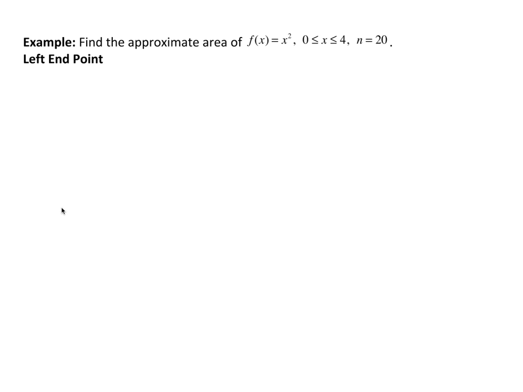So let's take a look at this and work out a quick example here. I want to find an approximation for the area of f of x equals x squared between 0 and 4. And specifically, I'm going to let n equal 20. So what I have is this curve of x squared from 0 to 4. So I know it's a parabola. It looks like this.